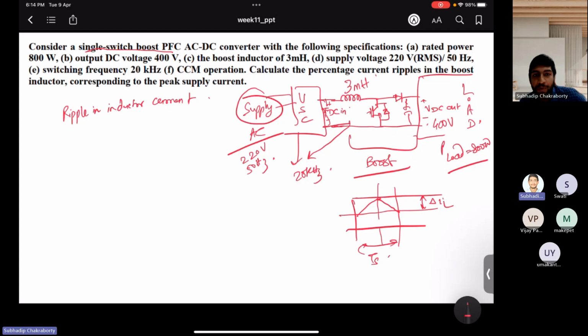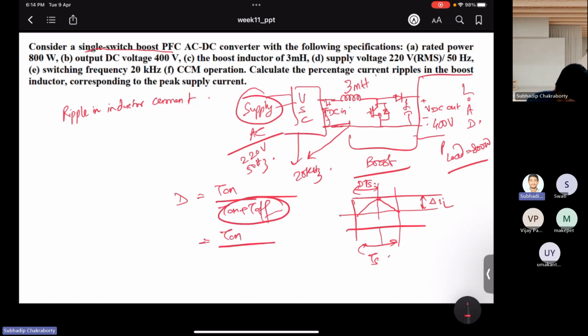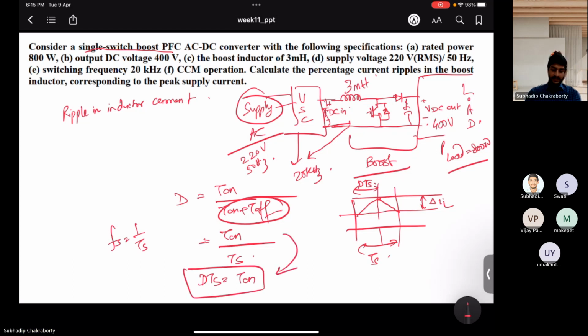So what is the approach? You must have learned the boost converter and how to calculate that ripple. So see, this is duty times TS, T on, right? What is the definition of duty? This is T on by T on plus T off. So T on plus T off means TS, the switching period, and 1 by TS is the switching frequency. So Fs equal to 1 by TS, and D TS is nothing but T on, following from this equation, right? And also to get the relation of TS with Fs, Fs is given 20 kilohertz.